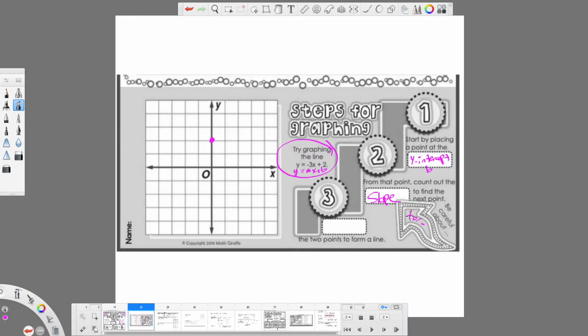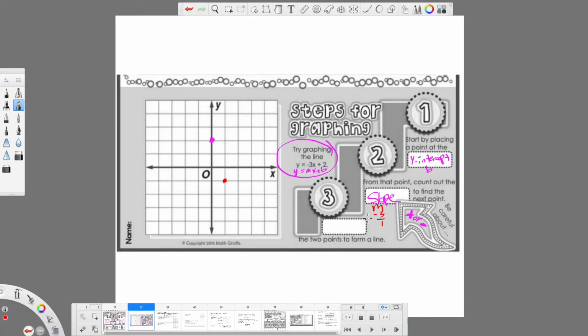I don't know if that even helps, but just so you know that it's positive or negative and not like a T. All right, so we're going to count out our slope. Our slope is the m, so it's negative 3. Remember, this is our m, and this is negative 3 over 1. If I don't see anything underneath it, it's over 1. So negative 3 means I go down 3. From my starting point, I go 1, 2, 3. And since it's positive 1, I go right 1.